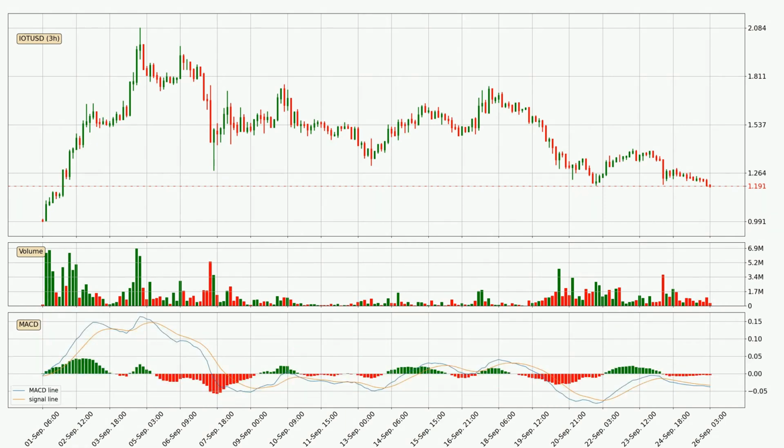Jumping to the 3-hourly MACD, the trend is currently going down because the MACD line is below the signal line. The MACD histogram shows that the momentum is currently strong and it could be expected the price to go further to the downside.